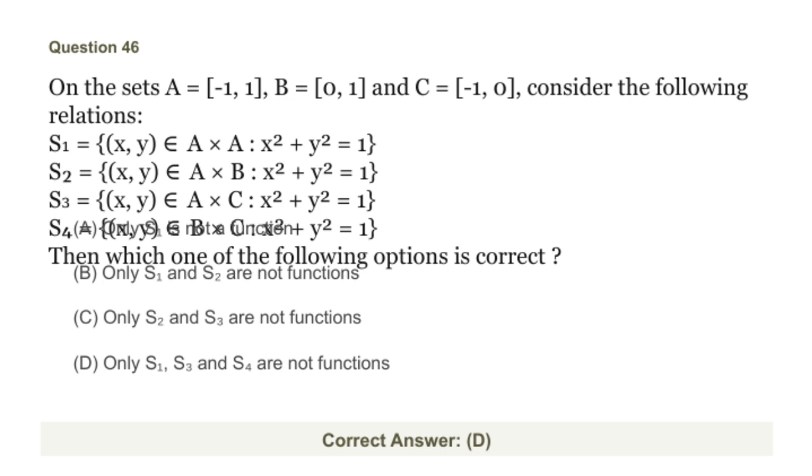Similarly, S2, which maps from A to B, also involves the same circle condition. But because the range is limited to B, some x values do not produce any y, and others produce two y values. Therefore, S2 is not a function either. Moving to S3, which involves set C, the same circle condition applies, but because C is a subset from -1 to 0, the behavior is similar. Multiple y values for some x, so it's not a function.